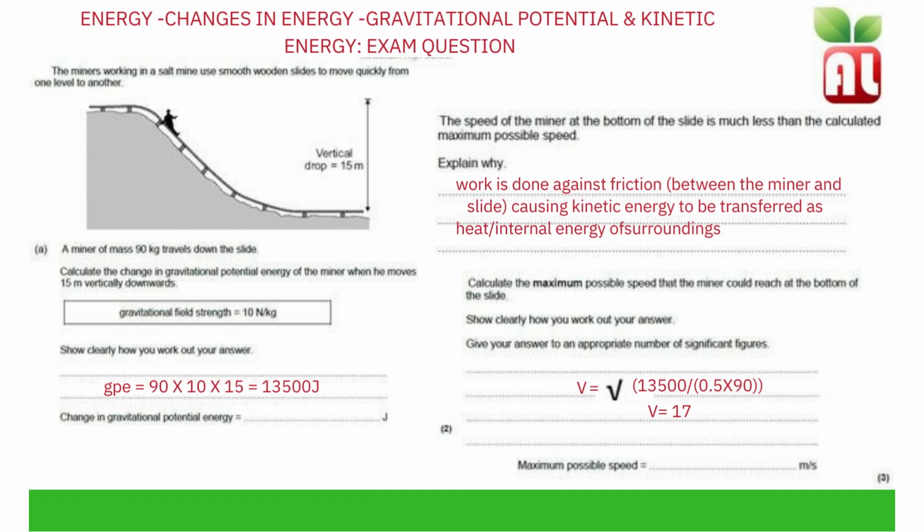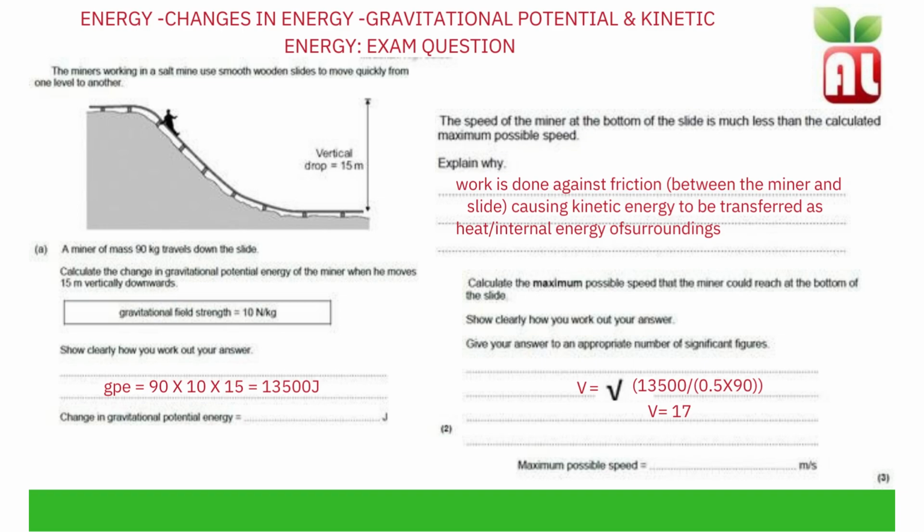This assumption is not 100% correct in real life, because energy is dissipated to the surroundings. So not 100% of the gravitational potential energy will be transferred to the kinetic energy store. To calculate the maximum possible speed that the miner could reach at the bottom of the slide, we use the kinetic energy equation. We have to recall that kinetic energy equals 1/2 times the mass times the velocity squared.